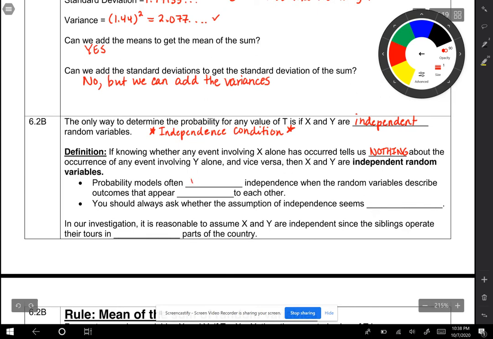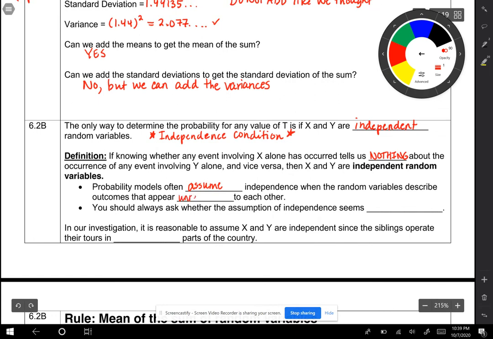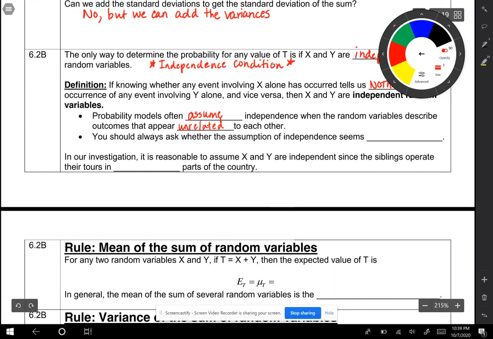Probability models often assume, which is what we did in the very first part, and I said, assume that Pete's Jeep tours had nothing to do with Aaron's adventures. So probability models often assume independence when the random variables describe outcomes that appear unrelated to each other. You should always ask whether the assumption of independence seems reasonable. Because if you did all that work when you knew that they weren't independent, then that's not good at all.